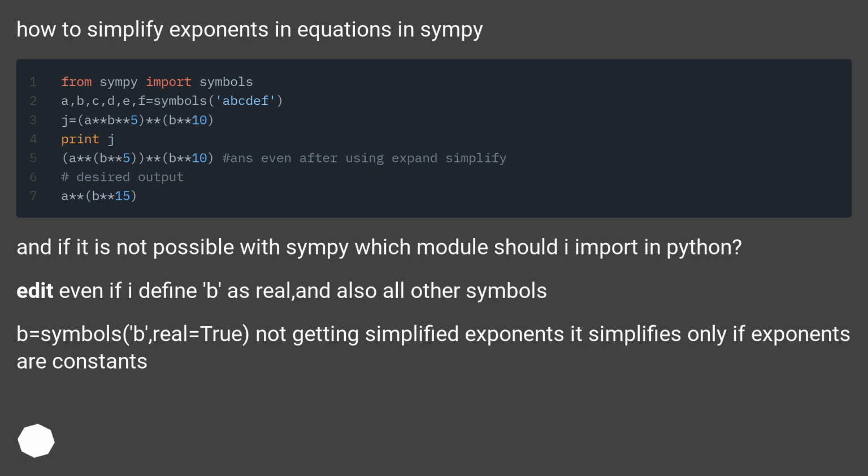Edit: even if I define b as real, and also all other symbols. b = symbols('b', real=True), I am not getting simplified exponents. It simplifies only if exponents are constants.